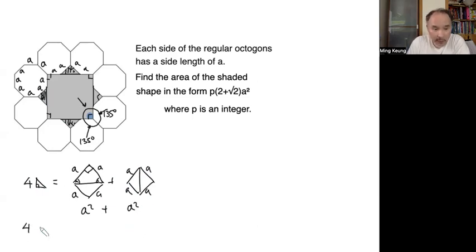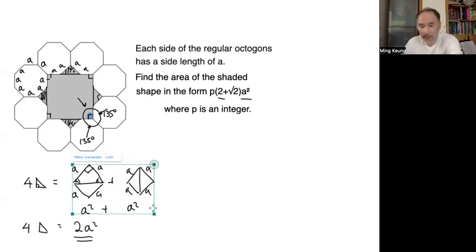So that means the 4 triangles have an area of 2A squared. And I'm kind of happy with that because when I look at the question, I've got loads of 2's and I've got an A squared. So it's looking promising. It's looking promising.